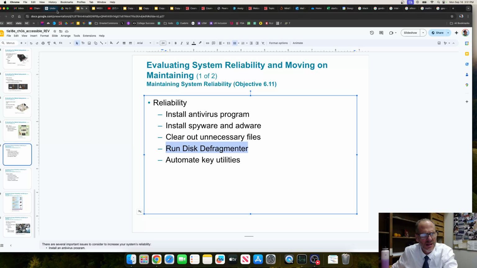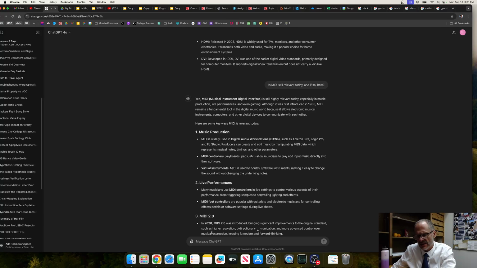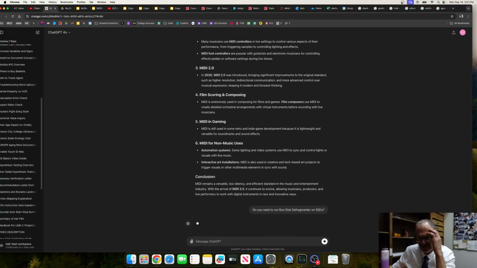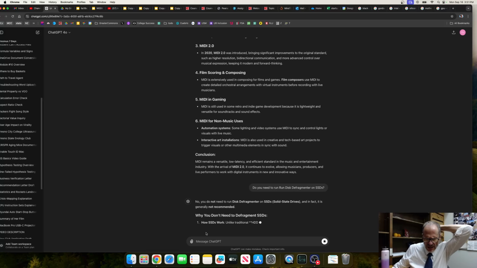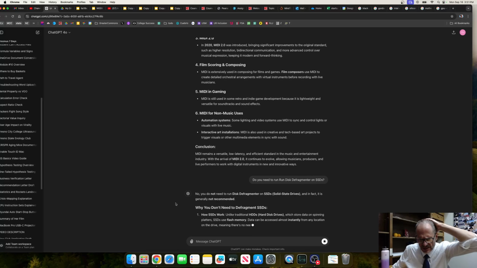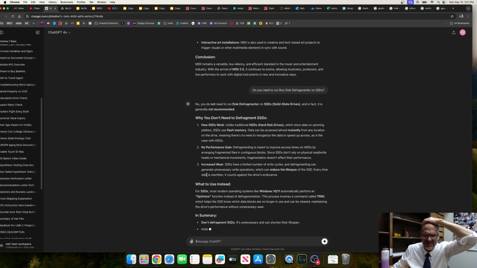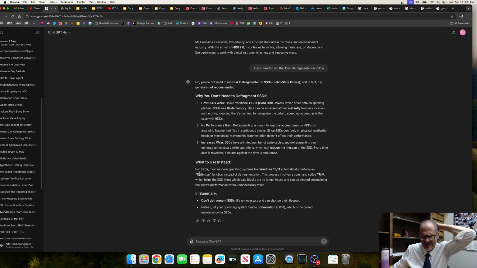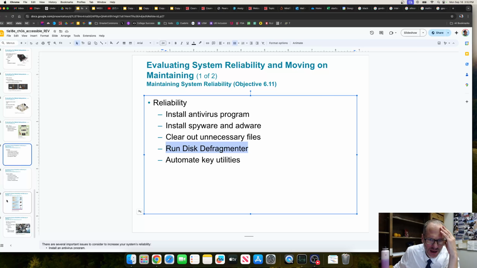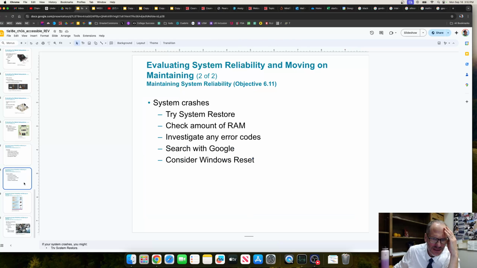But let's just check this, okay? Let's just go here, because sometimes I'm not sure about stuff. And let's say, do you need to run disk defragmenter on SSDs? No, you don't need to on solid-state drives. In fact, it's not recommended. And here's a reason why you don't need to run it on SSDs. You can pause the video and read that right there. And then automate key utilities.